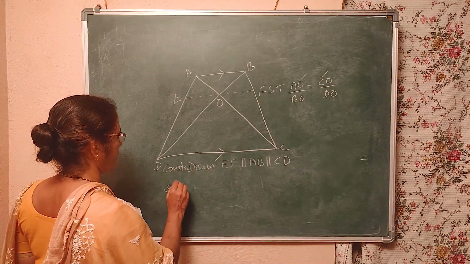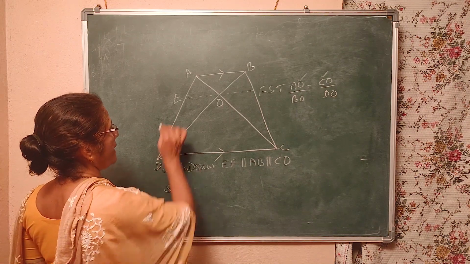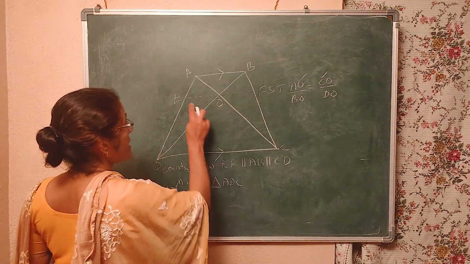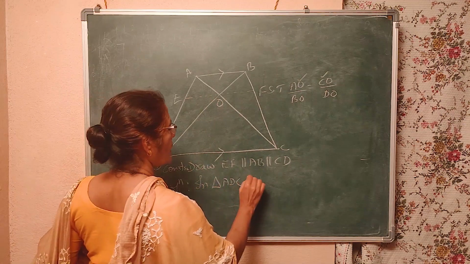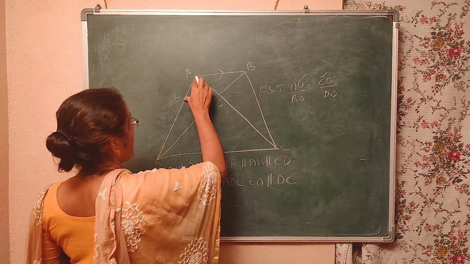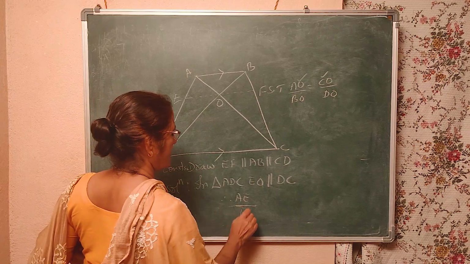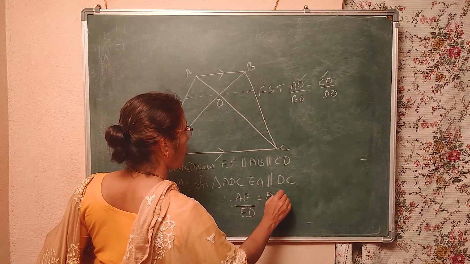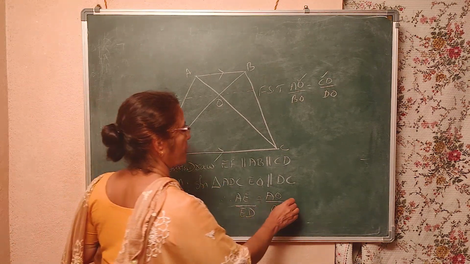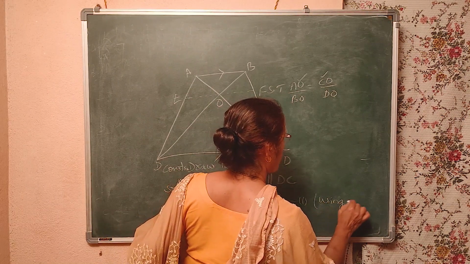Now, the solution will be. In the solution, what do I take? I take triangle ADC. In triangle ADC, which is parallel to what? EO is parallel to DC. Therefore, AE by ED is equal to AO by OC. Look at this statement. Call it 1. Using what? BPT or Thales theorem.